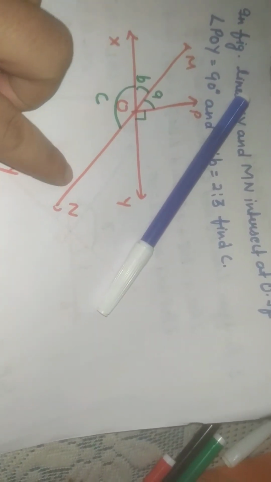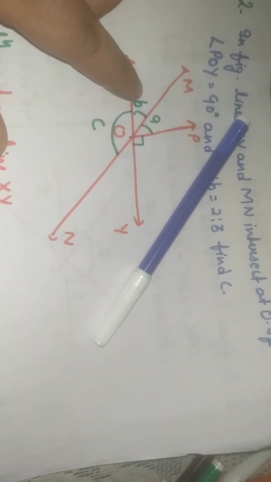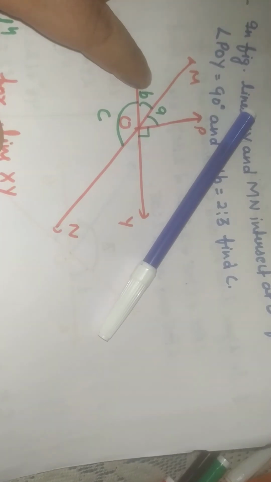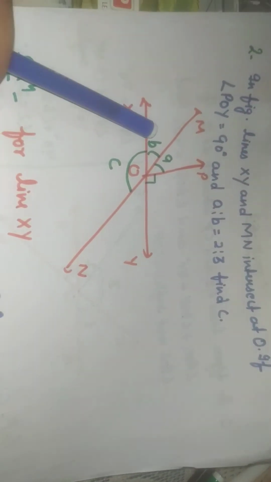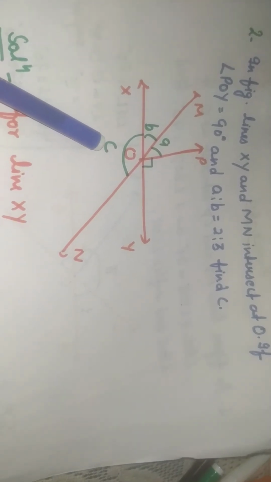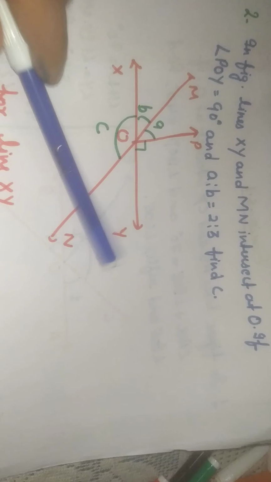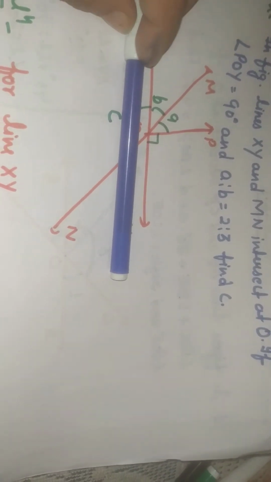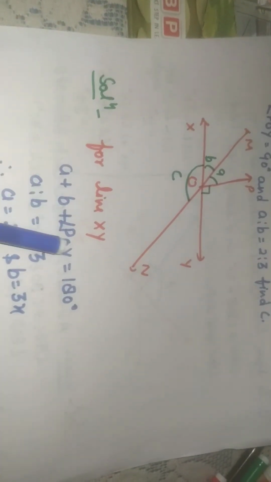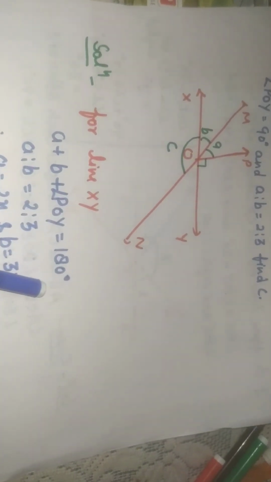Suppose we want angle C, we can do it like this. We will see the line MN. In line MN, two angles are there, B and C. If we calculate B, it will be easy for us. By linear pair we can take out angle C. So first we will calculate B. How will we calculate B? We'll look at the line XY. In XY, 3 angles are formed, A, B and angle POY. So for line XY, A plus B plus angle POY is equal to 180 degrees.